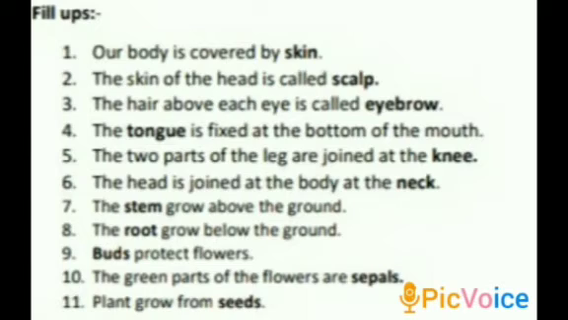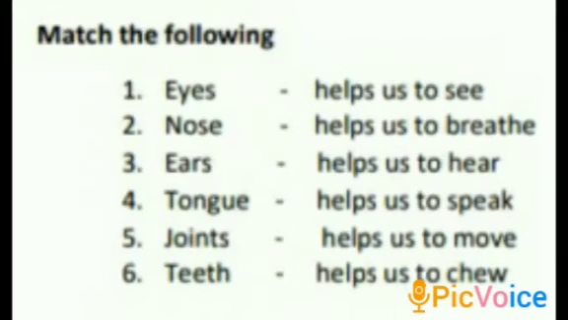Then the dash grow above the ground. Which part of the plant grow above the ground, children? The stem grow above the ground. The dash grow below the ground. The root grow below the ground. Then dash protect flowers. Buds protect flowers. The green part of the flowers are dash. The green part of the flowers are sepals. Then plant grow from dash. Plant grow from seeds. Next one, match the following.